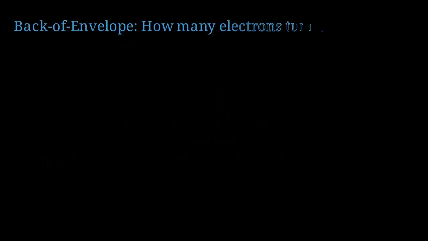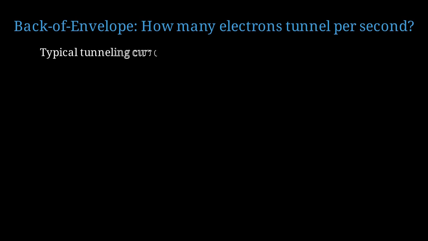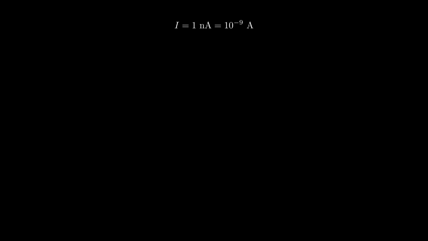Let's do one more back-of-the-envelope calculation to build intuition. How many electrons actually tunnel per second in a typical STM measurement? A typical tunneling current is about 1 nanoampere. This is chosen to be large enough to measure accurately, but small enough to avoid damaging the tip or sample. 1 nanoampere equals 10^-9 amperes.